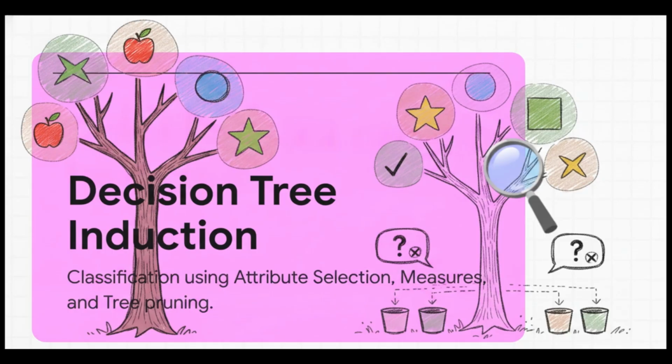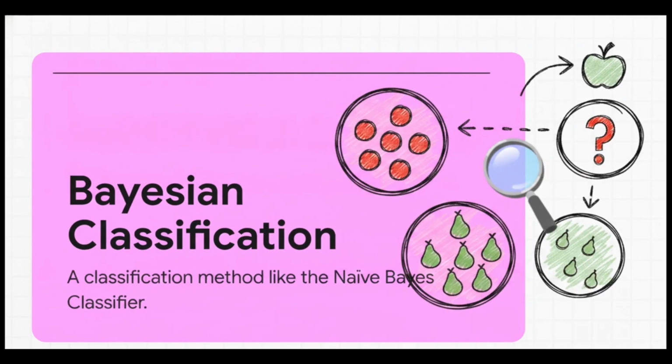Like, is it red? Yes. Is it round? Yes. And at each branch, it narrows down the options based on those attributes until it confidently sorts the data into its final bucket. And that tree pruning part, that's just the machine trimming away the useless questions so it doesn't get bogged down or overly complicated. Next up is Bayesian classification, and you'll usually see this highlighted by the naive Bayes classifier.